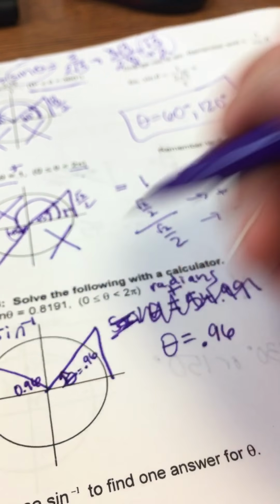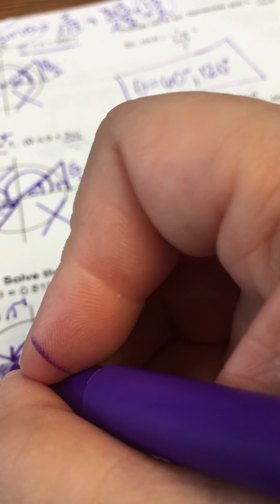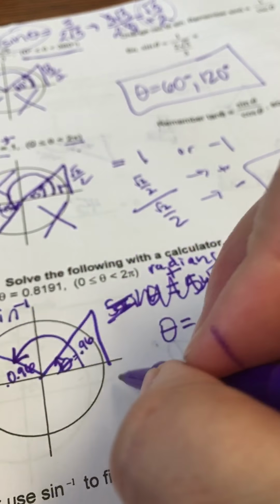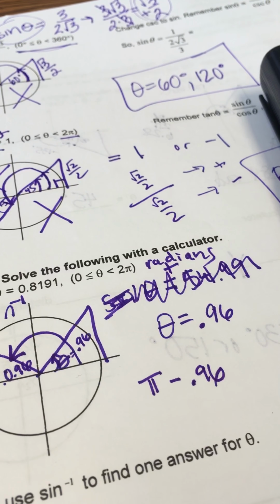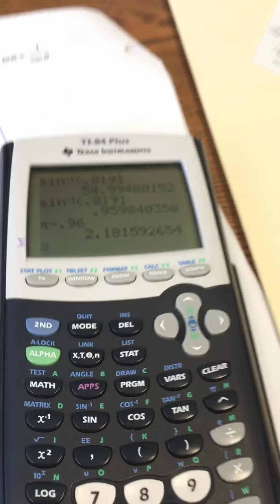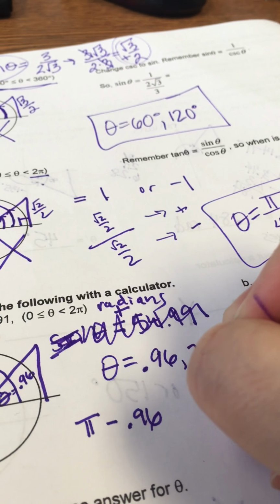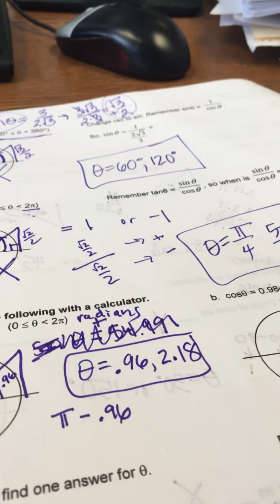Remember, this is pi. So from this one to this, that's one of my thetas. Now the other one from here to here, I didn't quite make it all the way to pi. So I need to do pi minus 0.96. So the other one is 2.18 because I'm in radians. Okay, so you really do need to watch these.